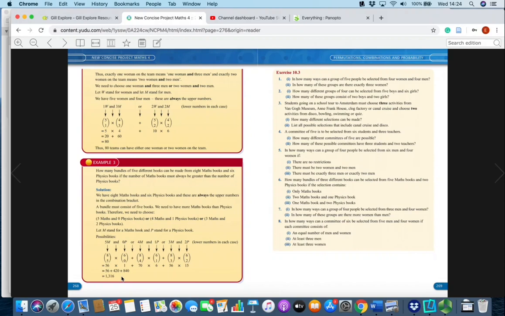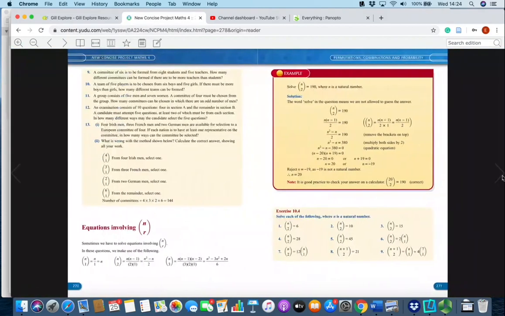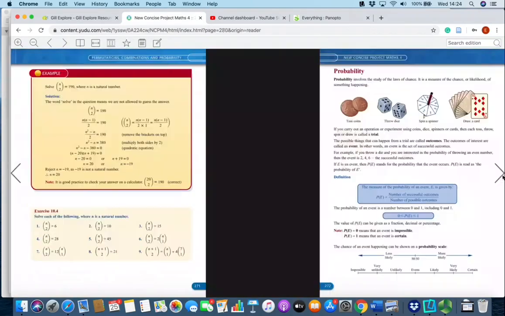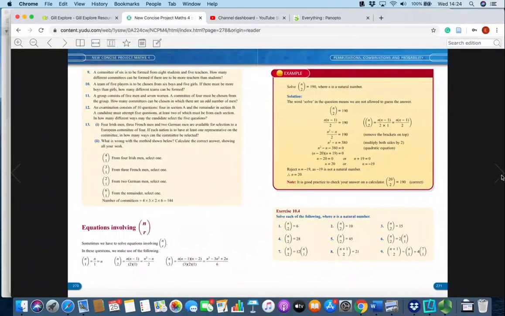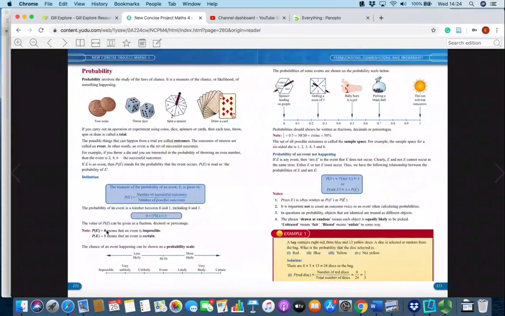Okay, so in this one, let's try questions 6, 7 and 8. Okay, and I'm going to leave it at that for this lecture. Let me know how you get on on WhatsApp, and then in the next one I'm going to go on to probability. Thank you.